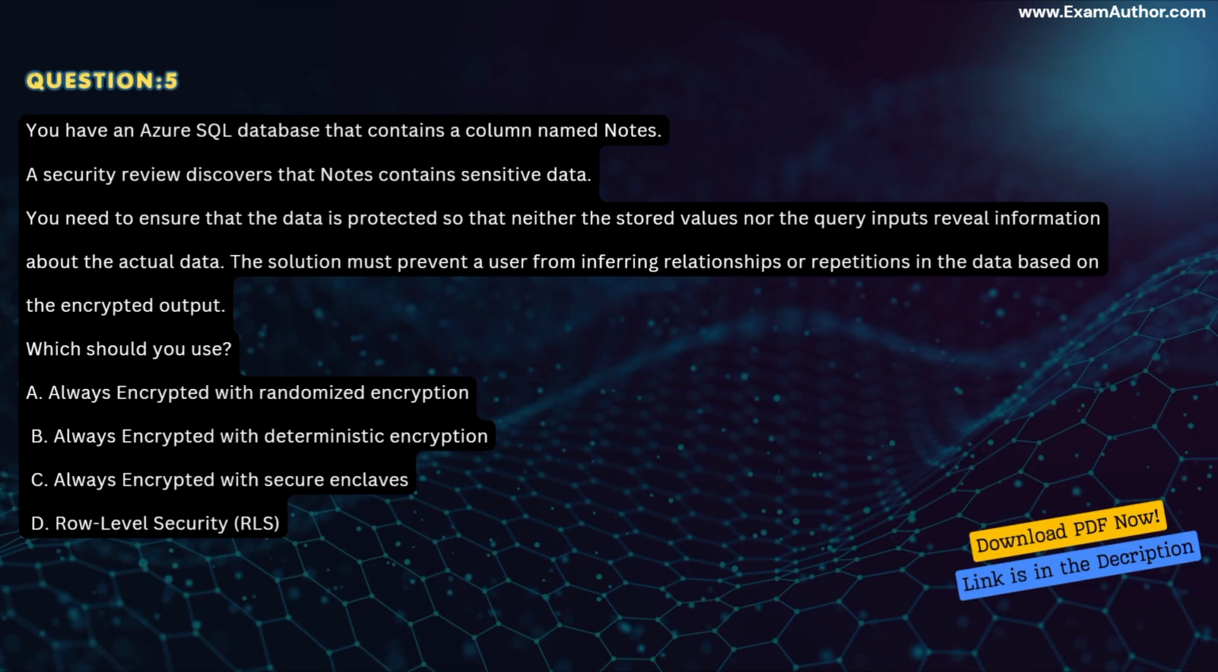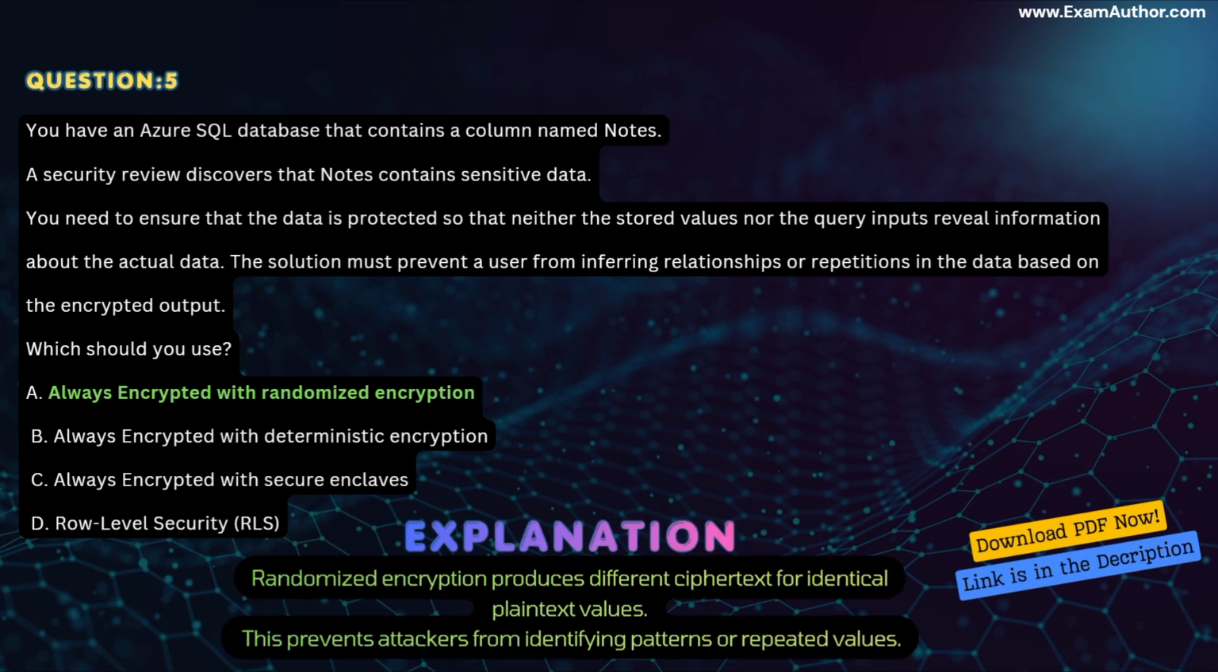Which should you use? A. Always Encrypted with randomized encryption. B. Always Encrypted with deterministic encryption. C. Always Encrypted with secure enclaves. D. Row-level security, RLS. Correct answer, A. Always Encrypted with randomized encryption.